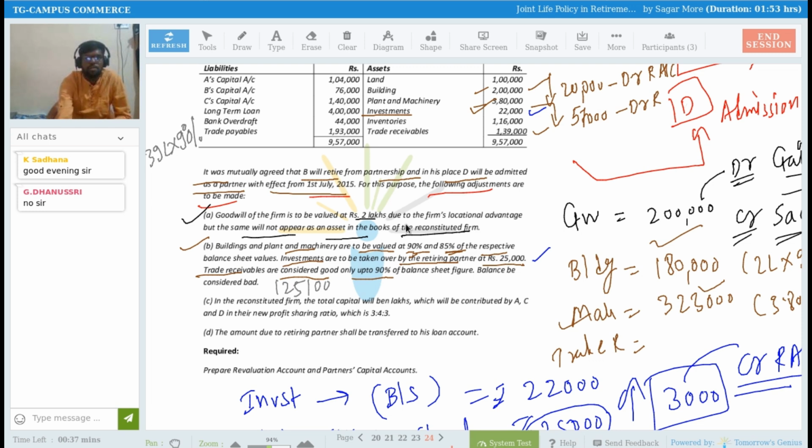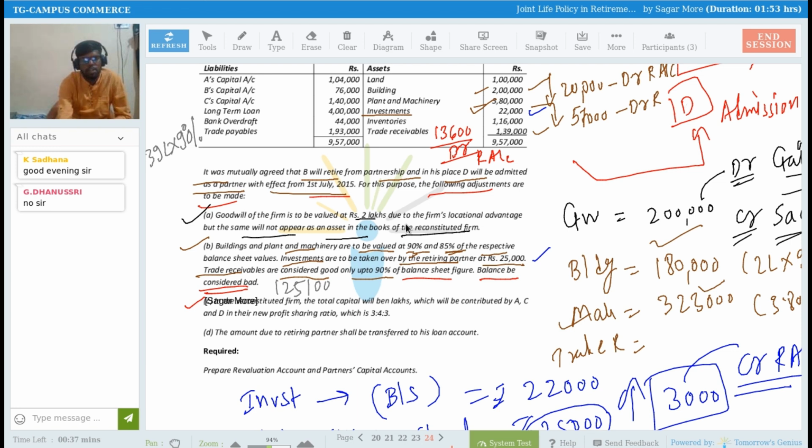So simple, it decreased by 13,900. It's a loss. You have to write it down on the debit side of the revaluation account. Simple. Okay, sir. Done. And the balance sheet figure is 90%. Balance is considered as bad. They're saying, sir, 90% is only gettable and the balance 10% is bad. And we have done that, right? Okay. Then done with adjustment B.